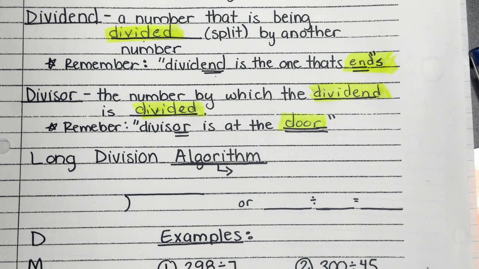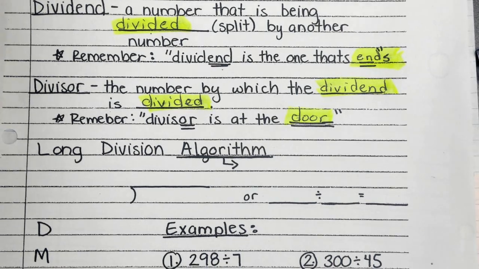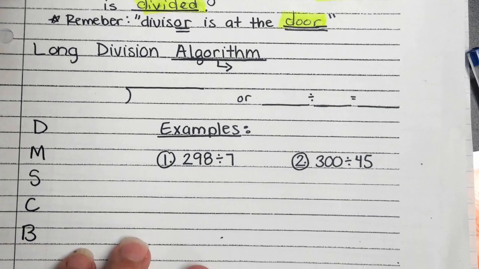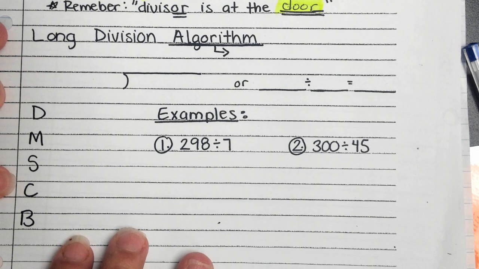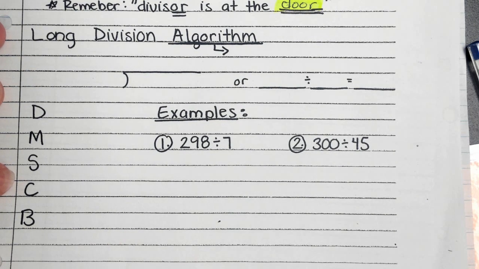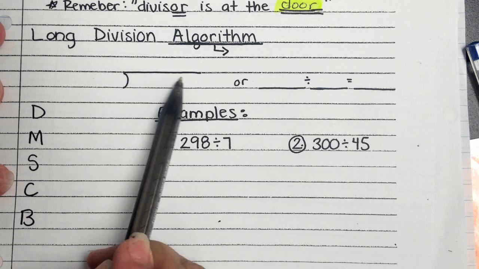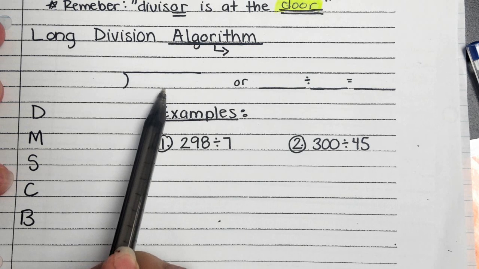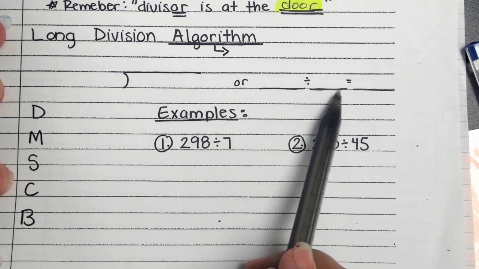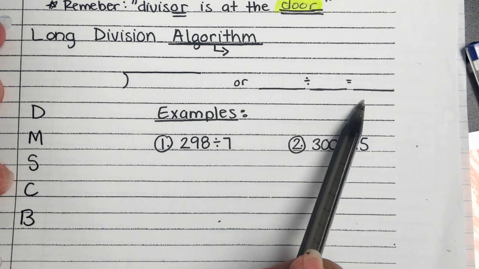But the divisor is at the door. So let me just show you this. It's kind of weird written that way, but let me show you down here. There are two ways to write long division in standard algorithm. One is with this thing, and a lot of us teachers call it in the house, outside the house. And then the other one is writing it out horizontally.